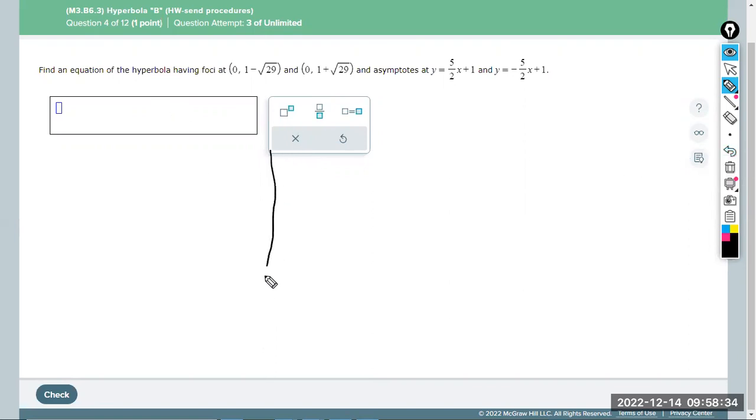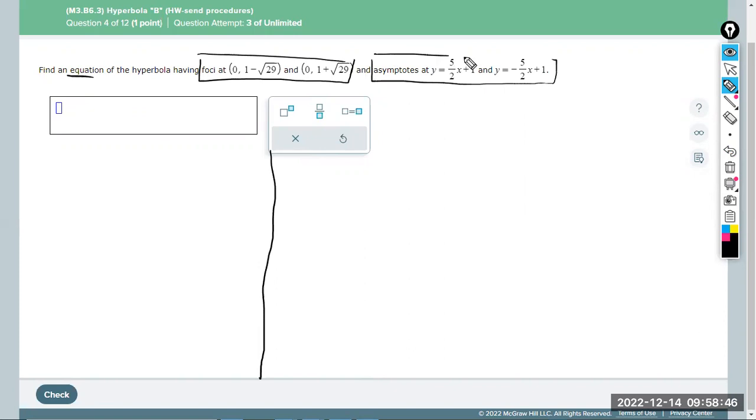We have to find the equation of a hyperbola with these foci and these asymptotes. It looks similar to the previous one, question number 3, but this is actually easier, because you will see.